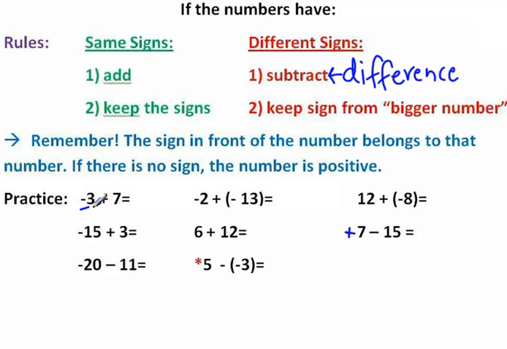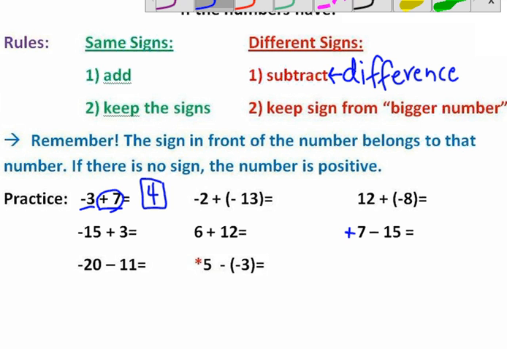-3 plus 7. These are different signs, so we're going to subtract. 7 take away 3 is 4. Now I need to decide if this answer will be positive or negative, and we need to keep the sign from the bigger number. I've said bigger in quotes because at this point I'm going to ignore the signs in front of them. What's bigger, a 7 or a 3? A 7 is bigger, and because this 7 was positive, my answer will be positive.